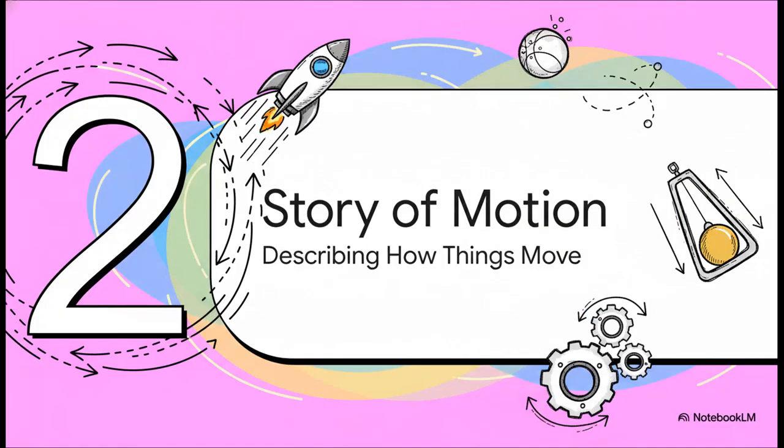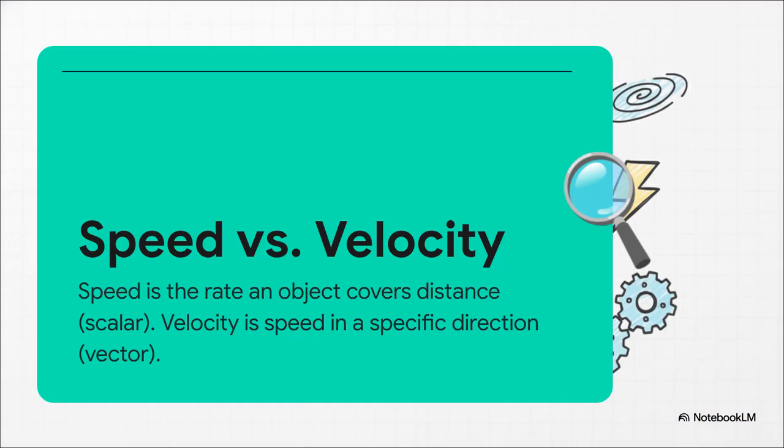All right, on to section 2, telling the story of motion. Now that we have our toolkit, we know how to measure things, and we know about scalars and vectors, we can start describing one of the most fundamental things in the universe, how stuff moves. And here is our first big test of that scalar versus vector idea. Speed is a scalar. It's just a number. Velocity, on the other hand, is a vector. It has that all-important direction. So imagine 2 cars. They're both going 50 miles per hour, but one is heading north and the other is heading south. They have the exact same speed, but totally different velocities.